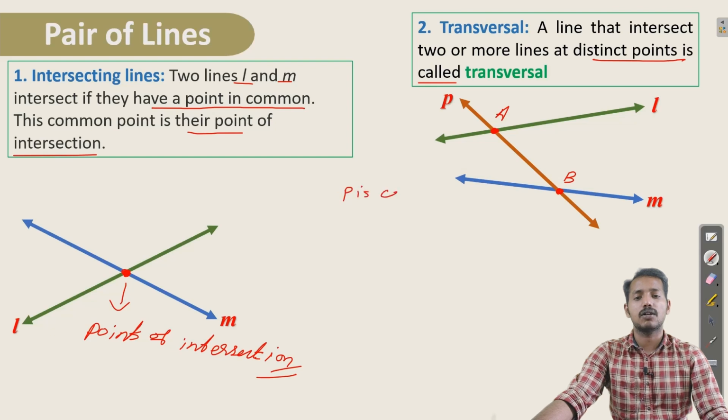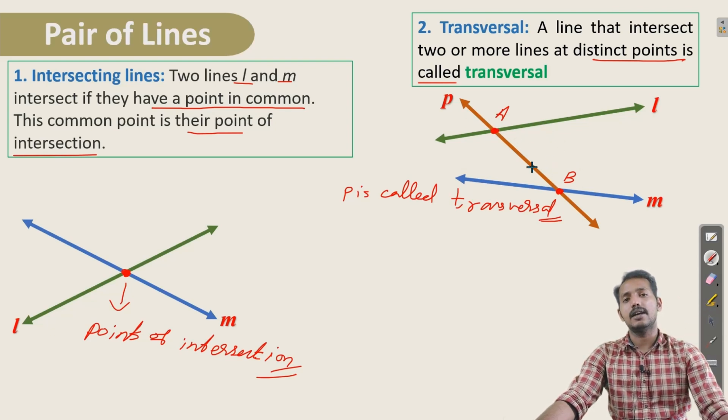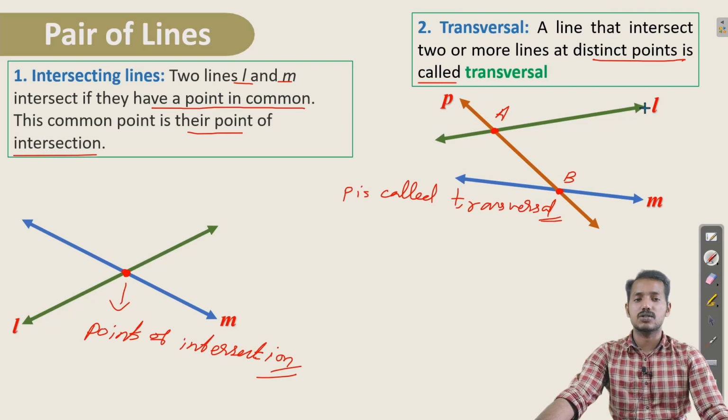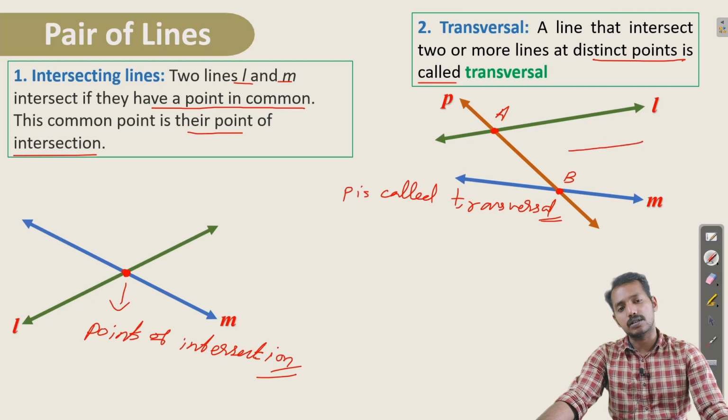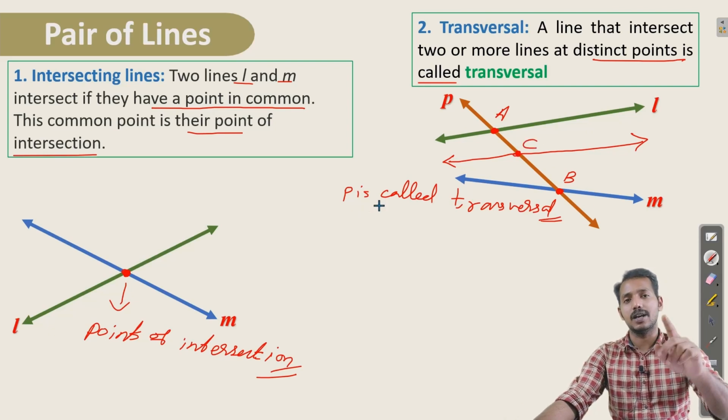The line P is called a transversal because the line P intersects L and M at two different points, say A and B. Therefore, P is called a transversal of L and M. This is not only for two lines; for more than two lines also we can call P a transversal if it intersects a minimum of two lines, then we will call that a transversal.